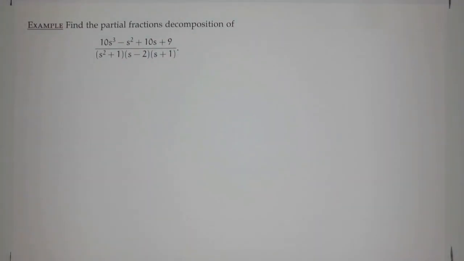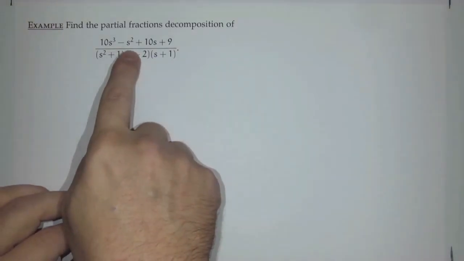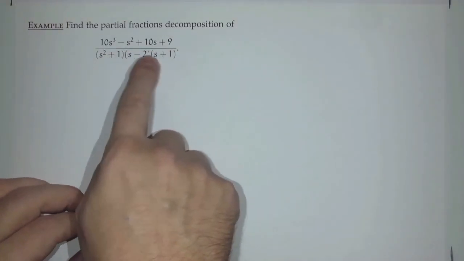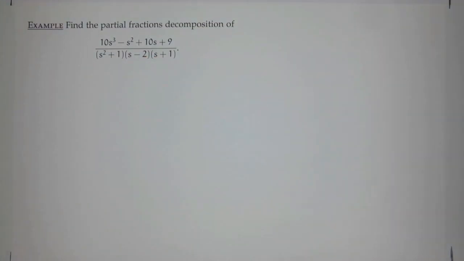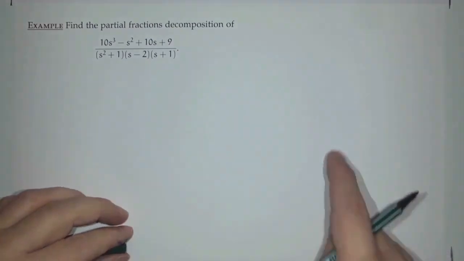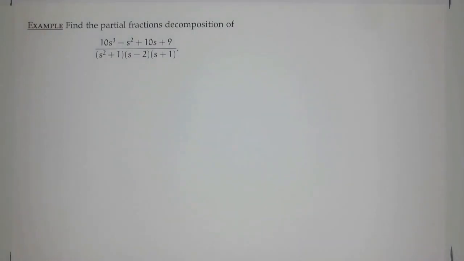Find the partial fractions decomposition of the following. Oh, look at this lovely thing. 10s cubed minus s squared plus 10s plus 9 over s squared plus 1, s minus 2, s plus 1. They even factored it for us. That was nice. Cool. So, where do we start? Well, we start by saying, what's the right form? So this is going to be equal to something. What will it be equal to?